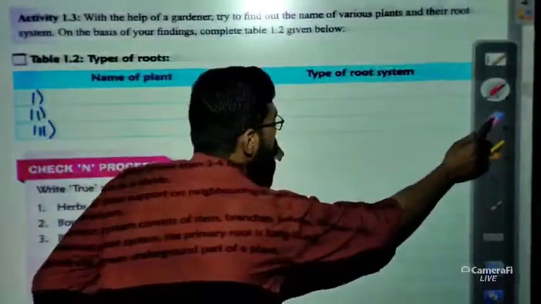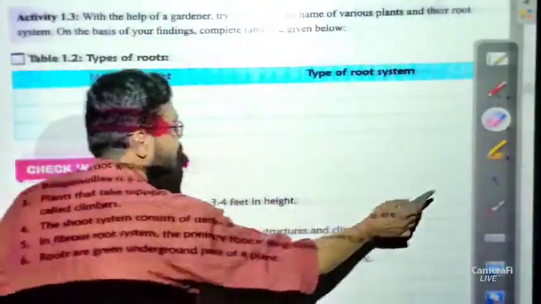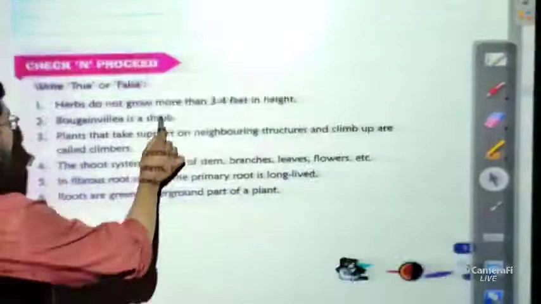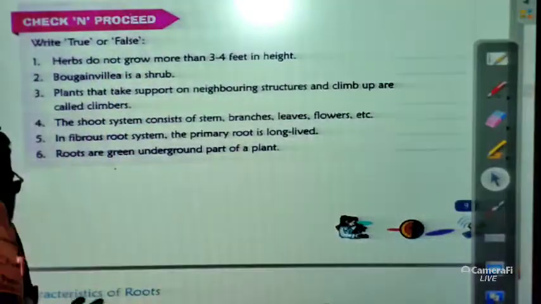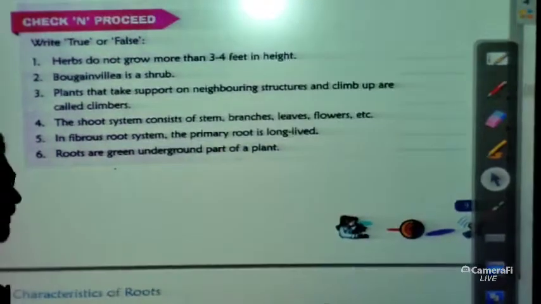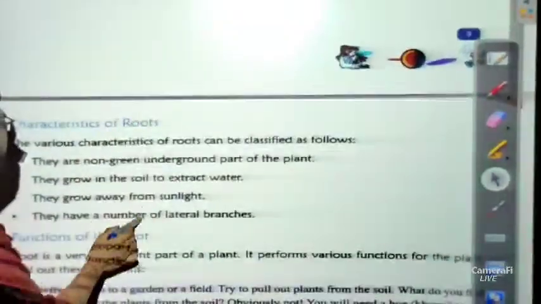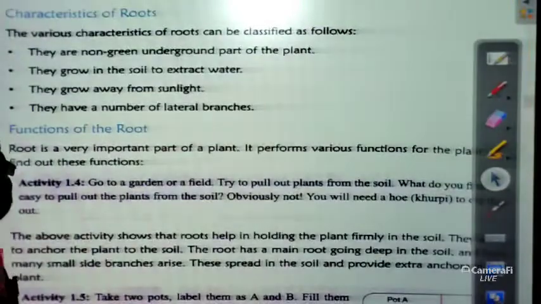I hope this thing is clear. Very simple one. Now some true false questions are there. I hope you can do it on your own. Now let us discuss some characteristics of root.